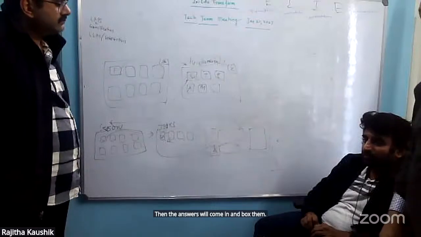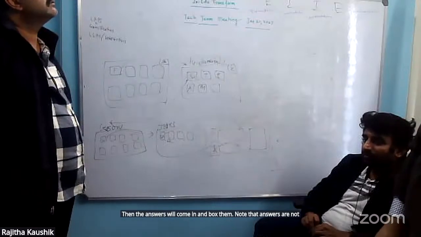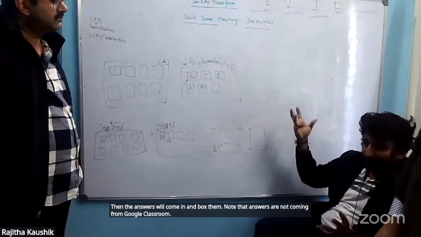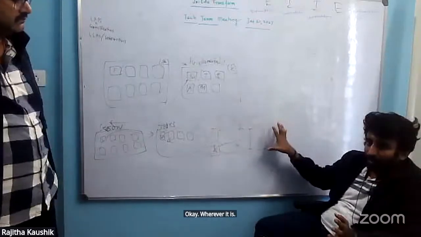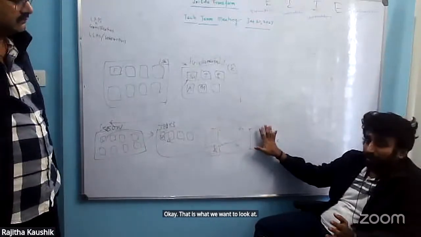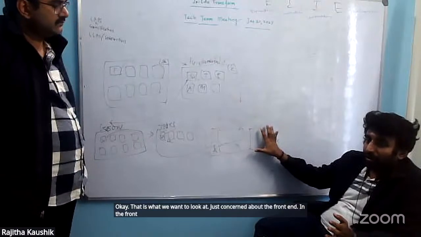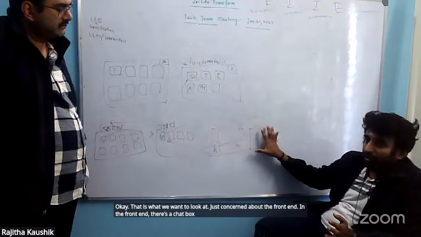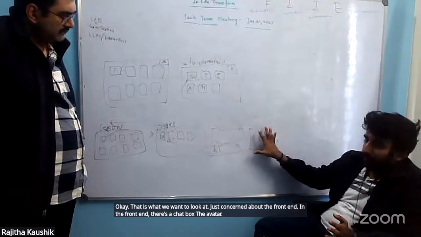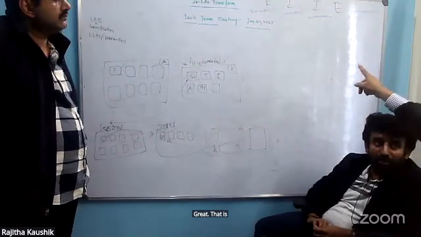Now, those answers are not coming from Google Classroom. Wherever it is coming from, that is what we want to look at. But in the front end, we are just concerned about the front end. In the front end, there's a chat box, and it'll be the avatar. So that is what we are saying, the second part.